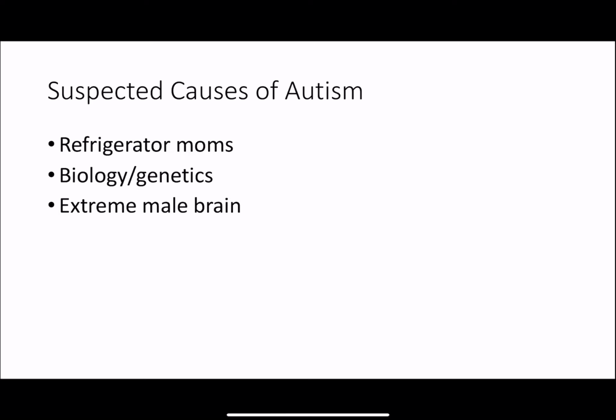There's about a 60% concordance rate for identical twins, which means if one twin has autism, there's a 60% chance the other one will. For fraternal twins, which only share half of their genes, the concordance rate is as low as 0%. If you look at the broader spectrum, in identical twins there's a 92% concordance rate.